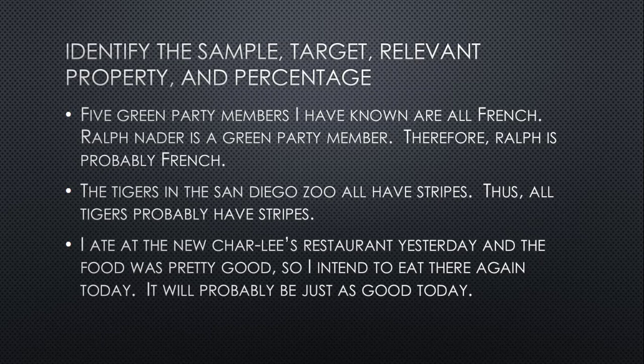What is the target? Okay, so the target is something more broad. What's being implicitly stated in this argument is that, since I ate at the restaurant yesterday, when I eat there again today, and perhaps in any other day, it will be just as good. So the broader group here in which the sample is subsumed is generally any visit to this restaurant, where the food will be good. Okay, so what is the relevant property being attributed here? The relevant property is the food tasting good, right? The food being tasty.